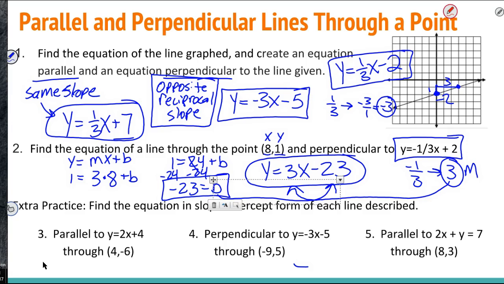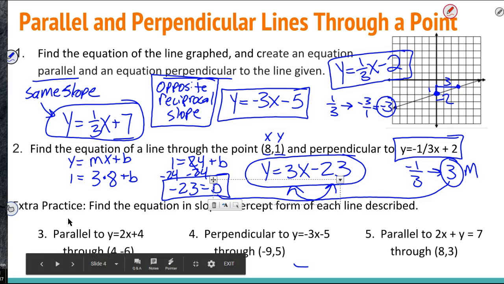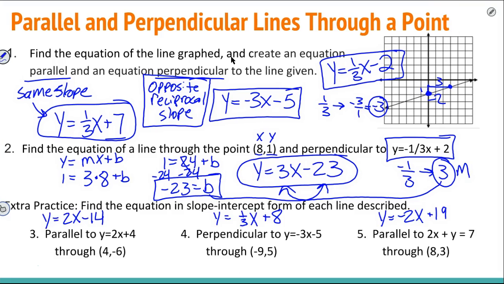All right, 3, 4, and 5. I'm going to pause, save some time on the video. All right, here we got 3, 4, and 5. Number 3, parallel means same slope. So you got your m and then x and y. Plug it into y equals mx plus b just like we did here. Number 4, perpendicular means we have to get opposite reciprocal slope. -3 will switch to positive 1/3.